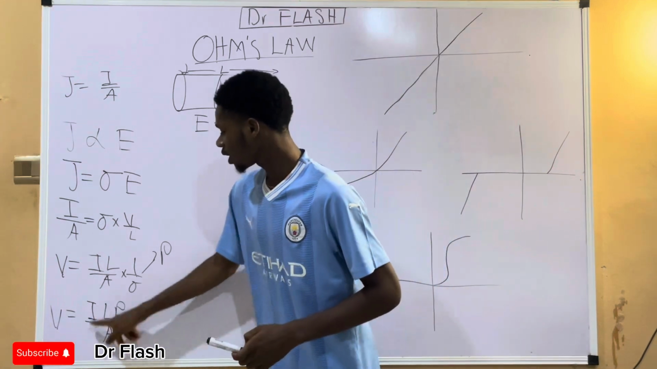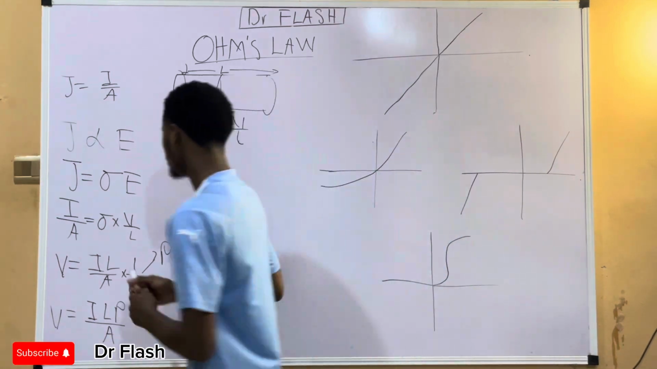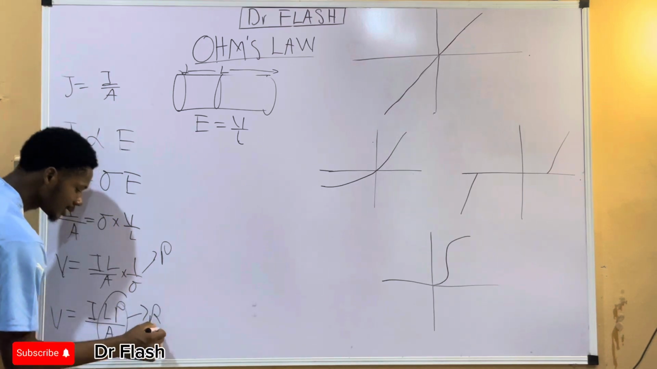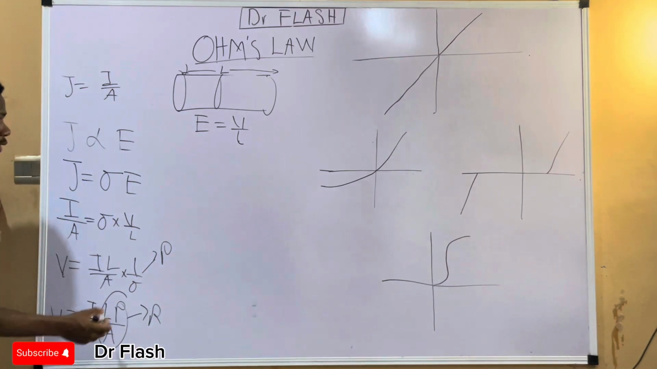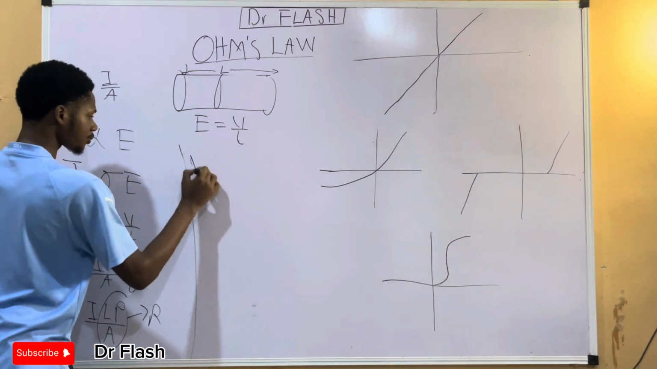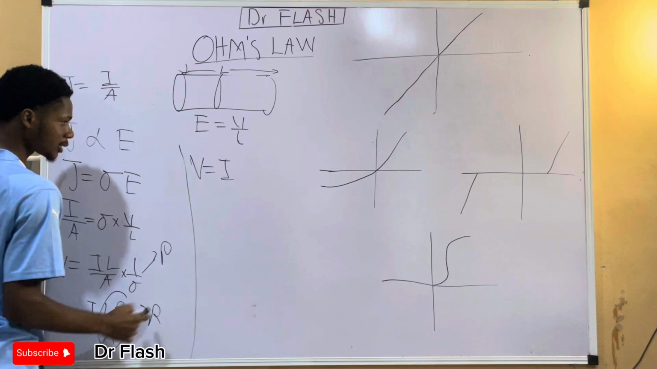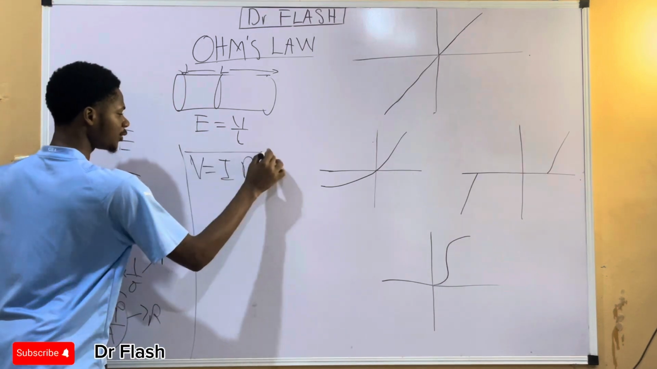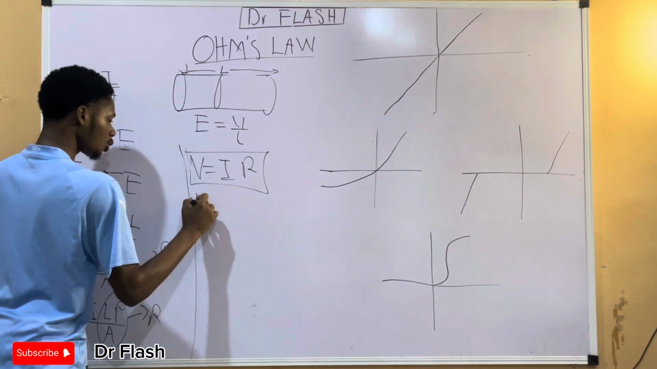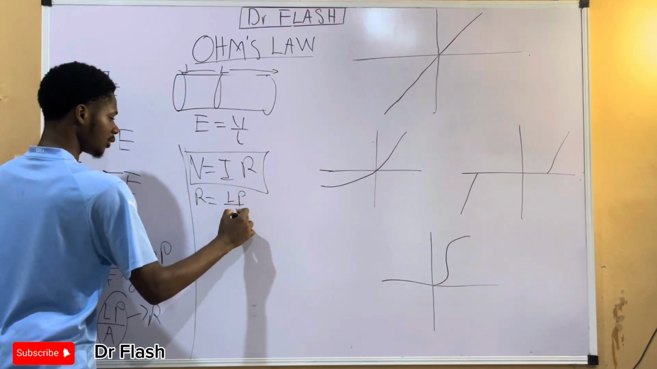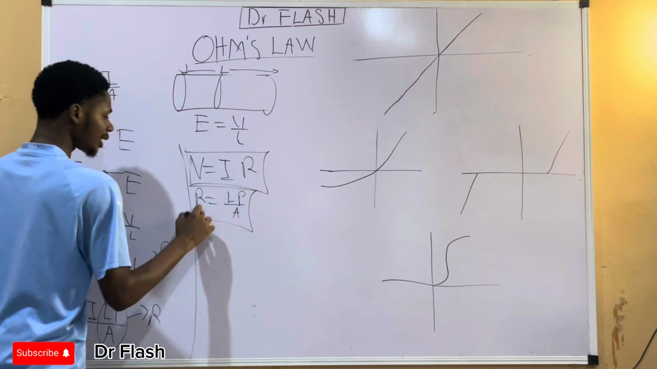L times rho divided by A is also an important value, which we are going to represent as R. Substituting in, we're going to get V equals I, and everything here will be represented as R. So we're going to have V equals IR, of which we will also have in mind that R is always L times rho divided by A. Now these are two important formulas.